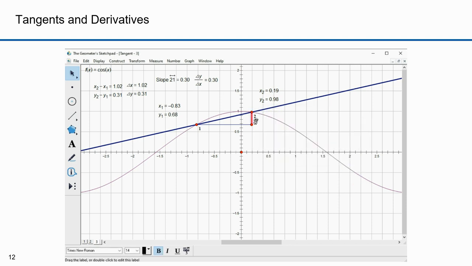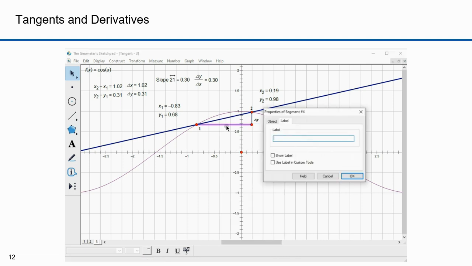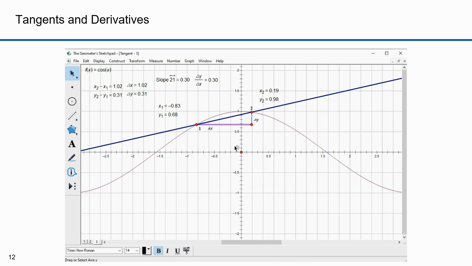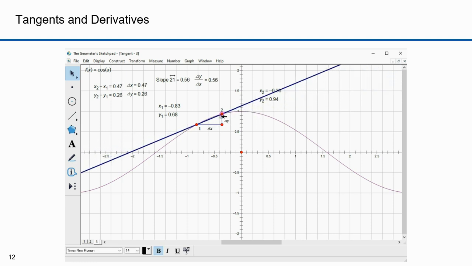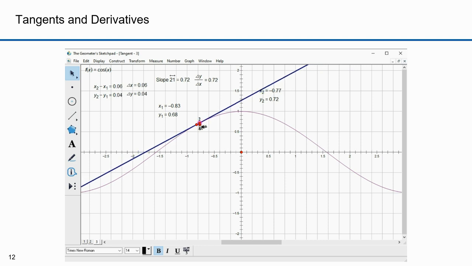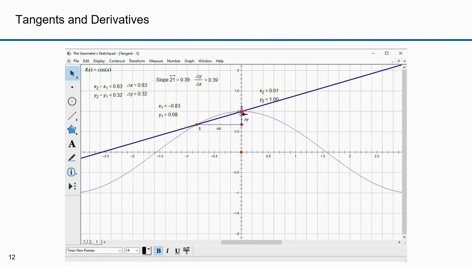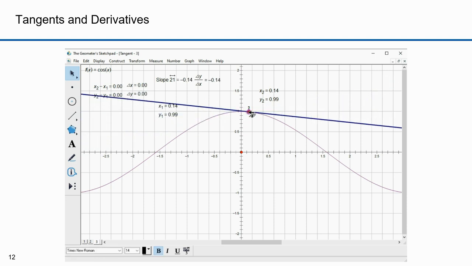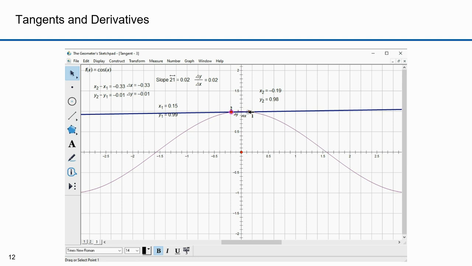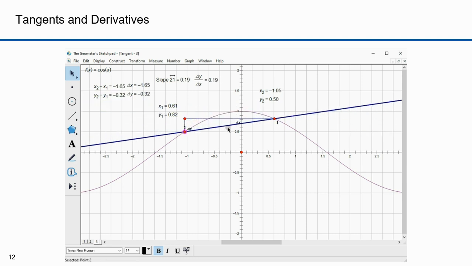And that's the delta y line. And this is the delta x line. So as I move point two closer to point one, I'm going to line this tangent to the curve right there. So at that xy coordinate, the derivative of this cosine function is 0.74. And there's the tangent at that point. So the thing to take away here is that the derivative gives you the slope of the tangent line of the function at any given point.